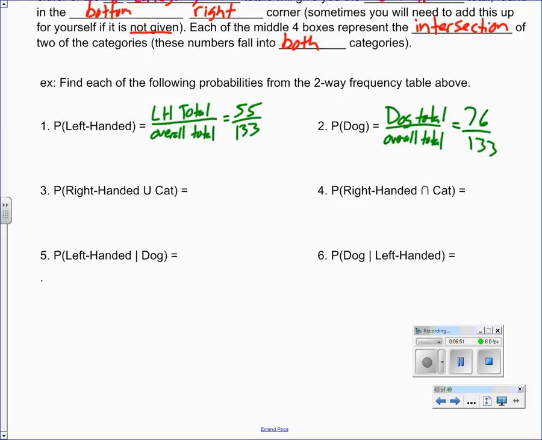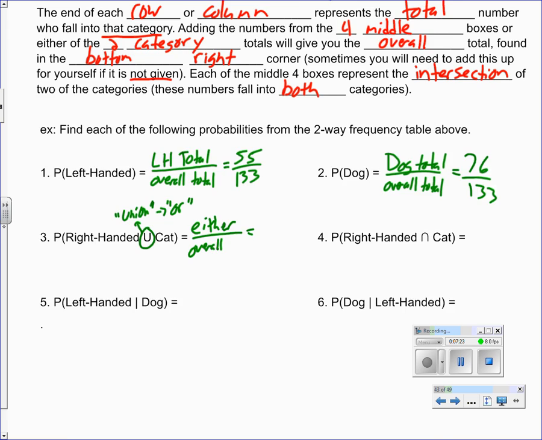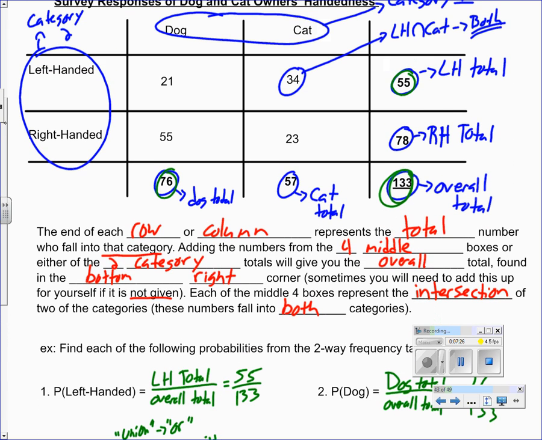Now these middle two involve two different types of probabilities. So this symbol right here is called the union. This is a symbol we use to represent "or" probability. So anyone who falls into either of these categories, so right-handed or cat. So we look for anyone who falls into either one of those categories out of the overall total. So go up the table and take a look at who would fall into either one of these categories.